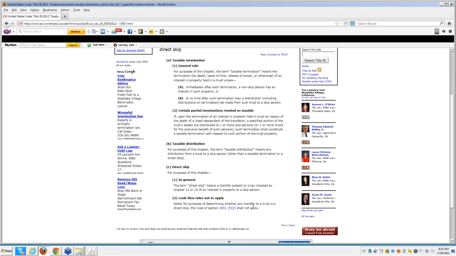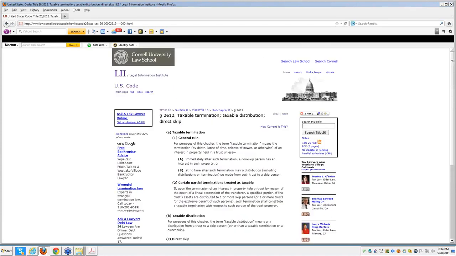Okay, what was a skip person? Remember, it's a natural person or a trust. Right. So if you transfer property to a trust, it's a direct skip. And it's subject to a tax imposed by Chapter 11 or 12. Okay. This is a Chapter 13 tax. But on the form it said 2032.